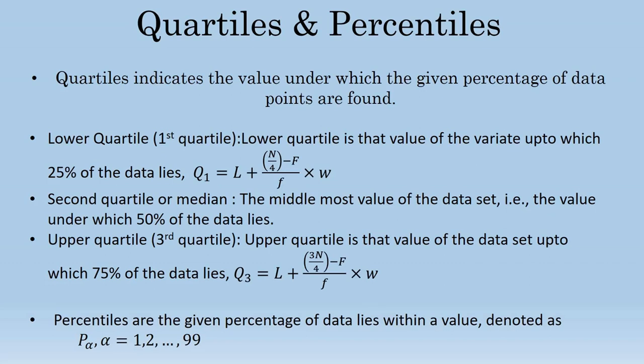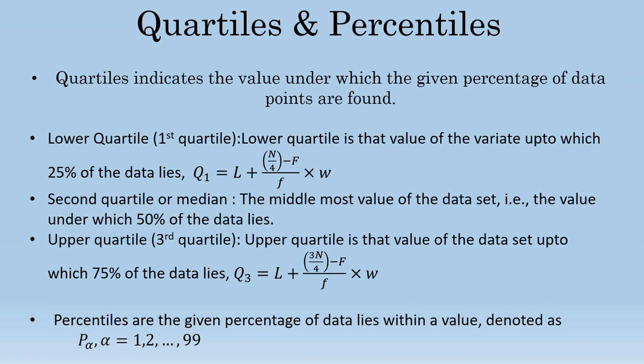Moving forward to the quartiles and percentiles part. Quartile divides the data into 4 different parts, where the first quartile or the lower quartile is that value of the variate up to which 25% of the data lies. Having the formula Q1 is equal to capital L plus (capital N upon 4 minus capital F) divided by small f, into W, where capital L, capital N, capital F, small f, W, everything is mentioned earlier.